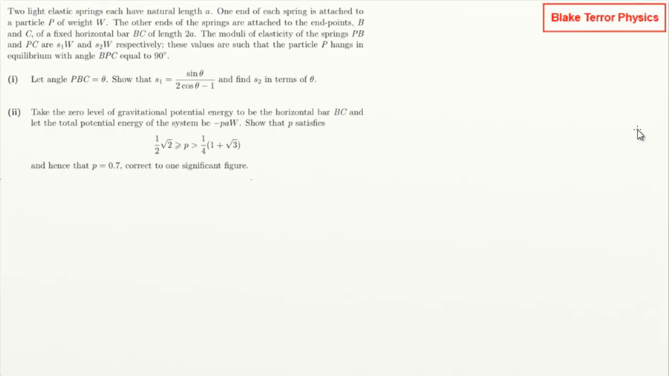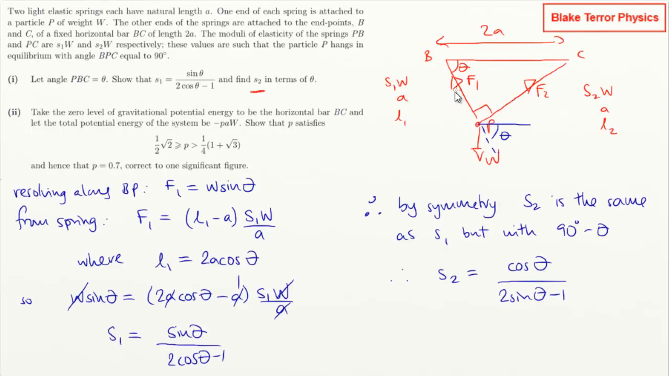So part 2, take the zero level of gravitational potential energy to be the horizontal bar BC and let the total potential energy of the system be minus PAW. Show that P satisfies that and hence that P equals 0.7 correct to one significant figure. Okay, so we've got the GPE of P, and that is going to be, let's just go back to looking at the picture again. So that's going to be, what have I got?